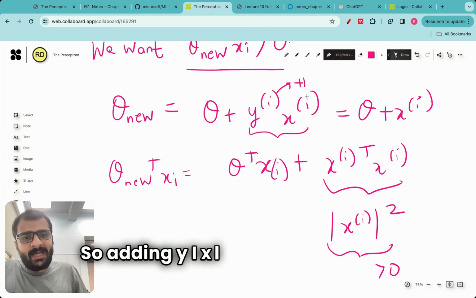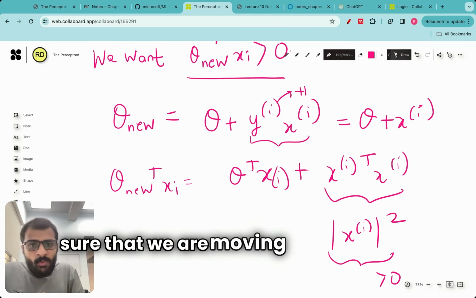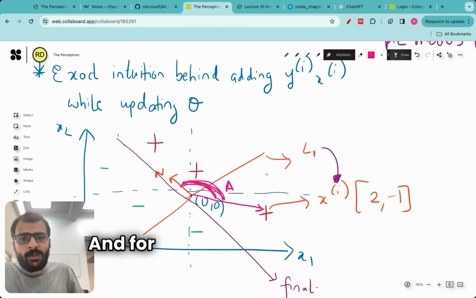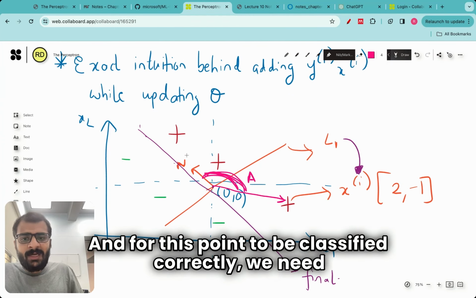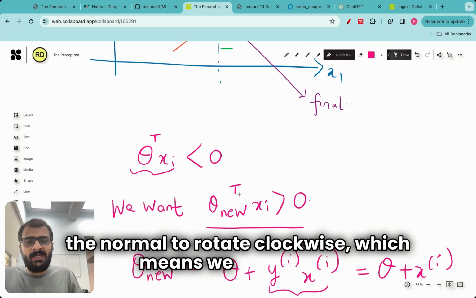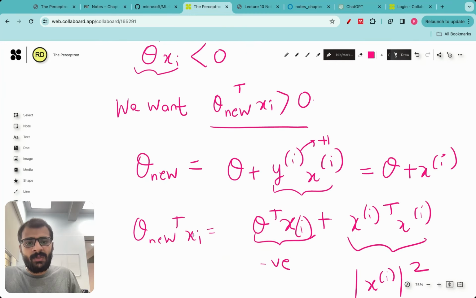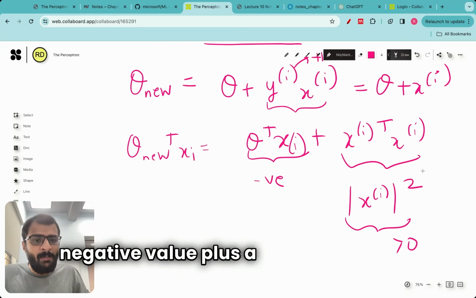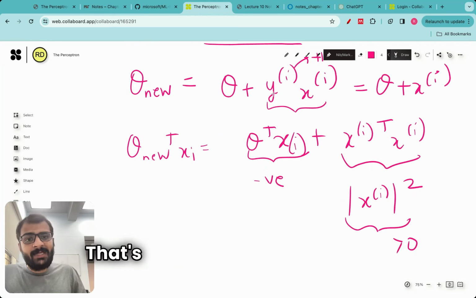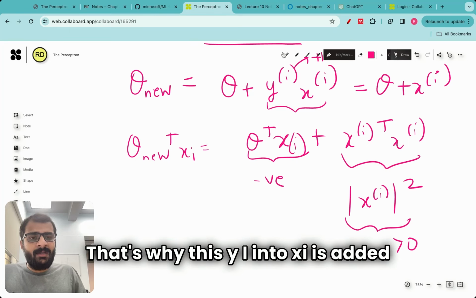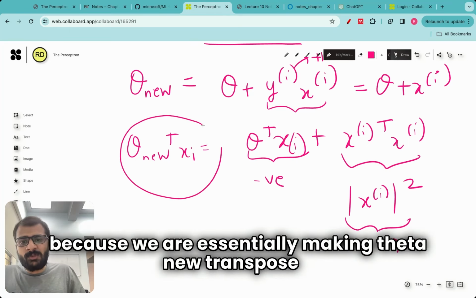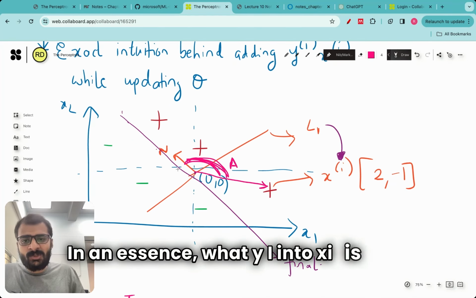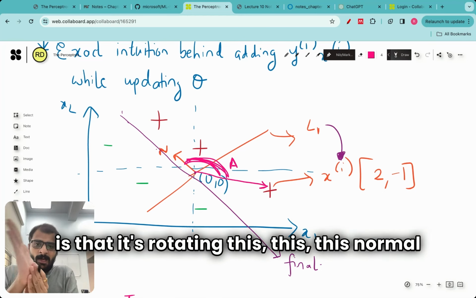So adding yi xi actually makes sure that we are moving in the positive direction. Remember, theta transpose xi is negative, and for this point to be classified correctly, we need the normal to rotate clockwise, which means we need theta nu transpose xi to be greater than 0. As we can see, theta nu transpose xi is theta transpose xi, which is the original negative value, plus a positive number. That's why this yi into xi is added, because we are essentially making theta nu transpose xi more positive by adding yi into xi. In essence, what yi into xi is doing is rotating this normal clockwise.